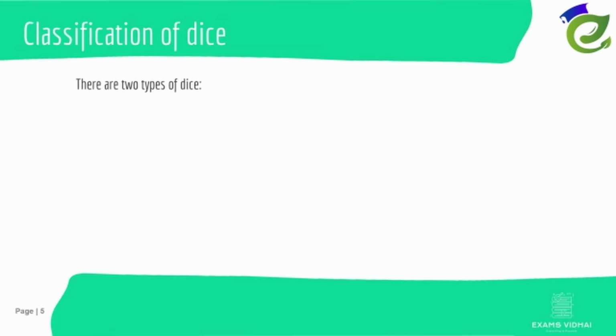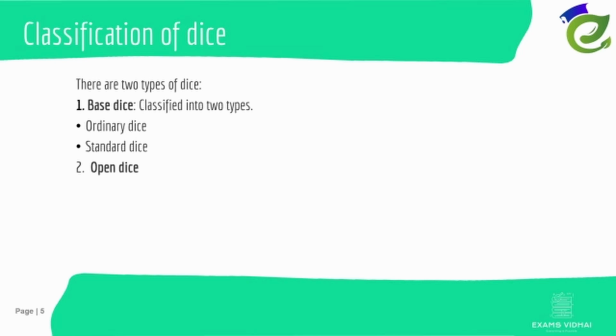Classification of dice. There are two types of dice. One, basic dice. The other one, open dice. Basic dice is further classified into two types: ordinary dice and standard dice. Let's look into them one by one.